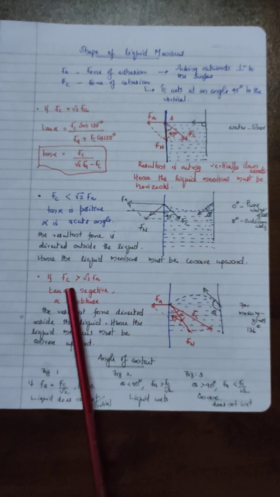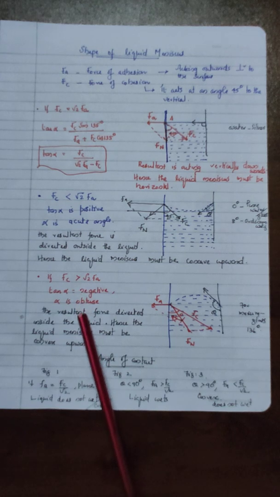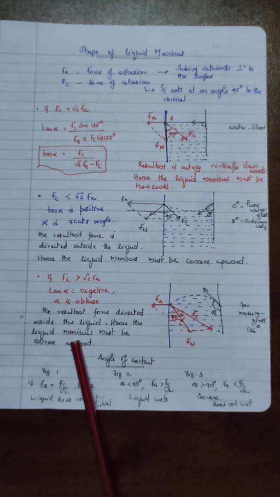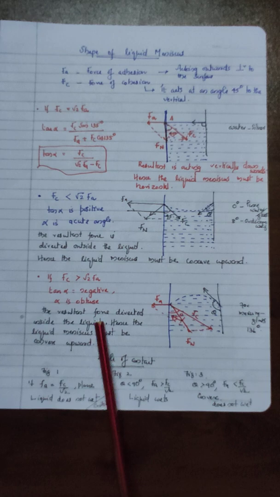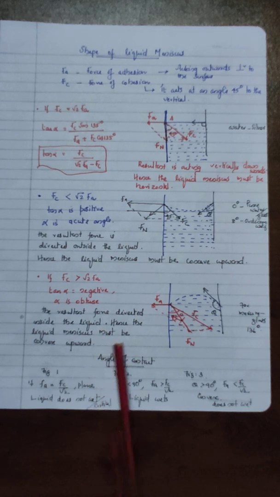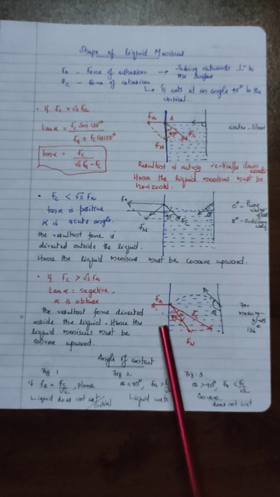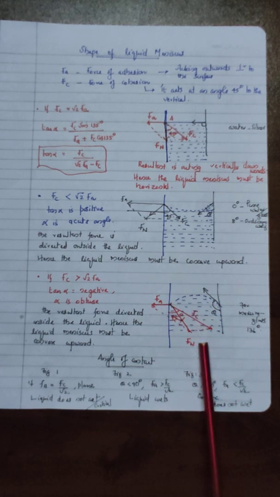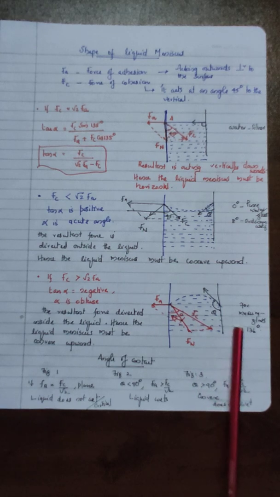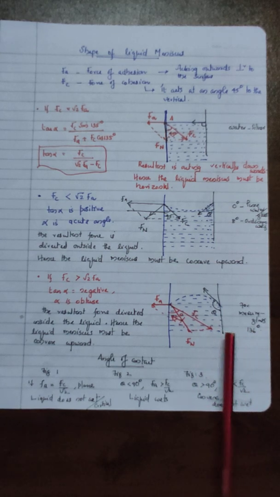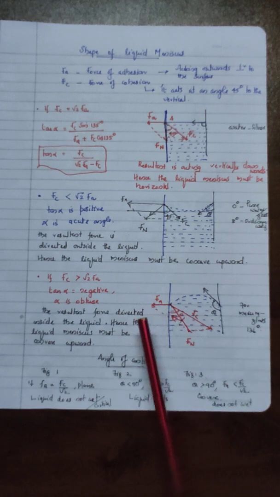But if Fc is greater than root 2 times Fa, the tan alpha becomes negative and alpha is obtuse. It is a very important concept. The resultant force is directed inside the liquid and the liquid meniscus becomes convex upward. Look at the mercury glass combination. The angle of contact, the angle between the surface and the tangent drawn on the surface, becomes 136 degree.